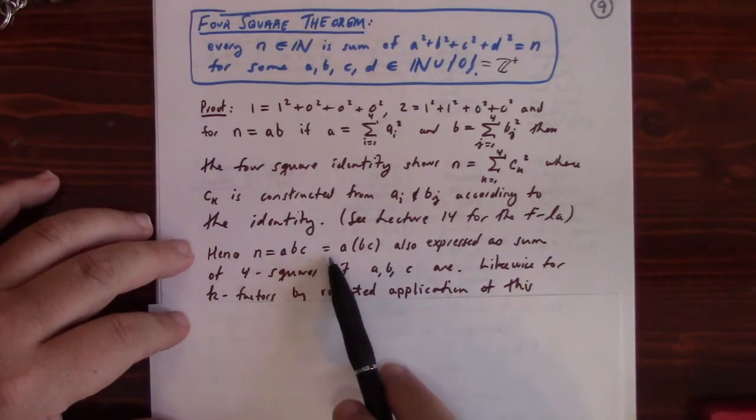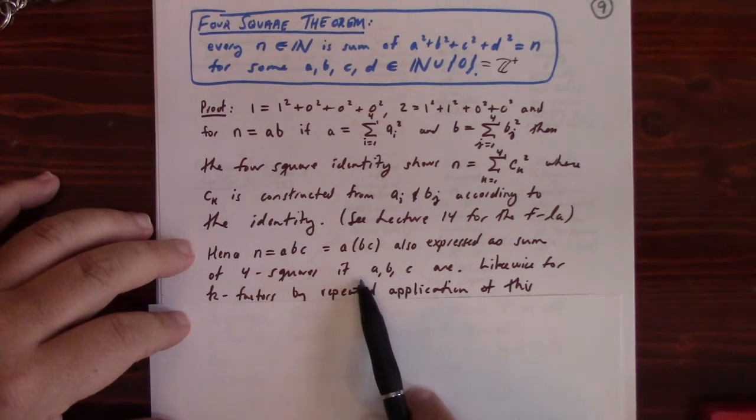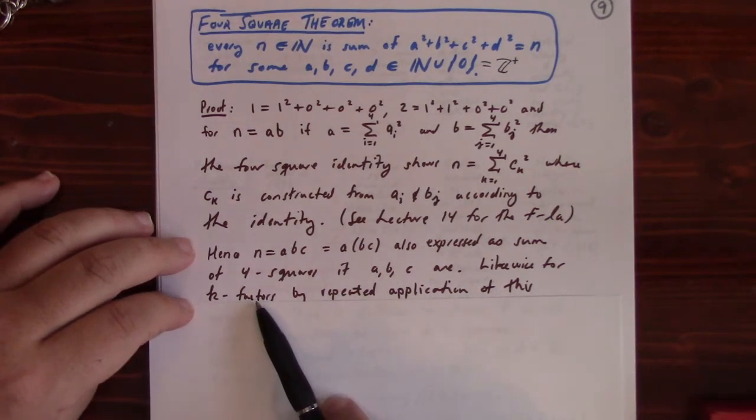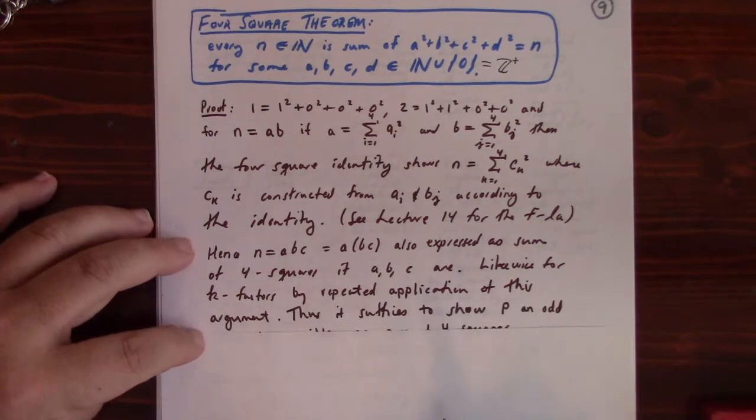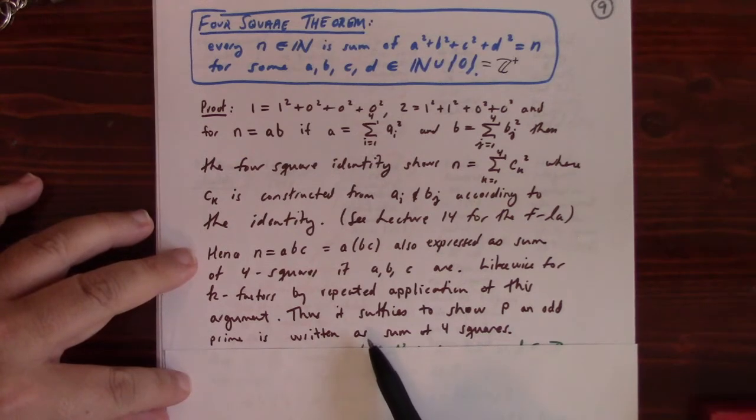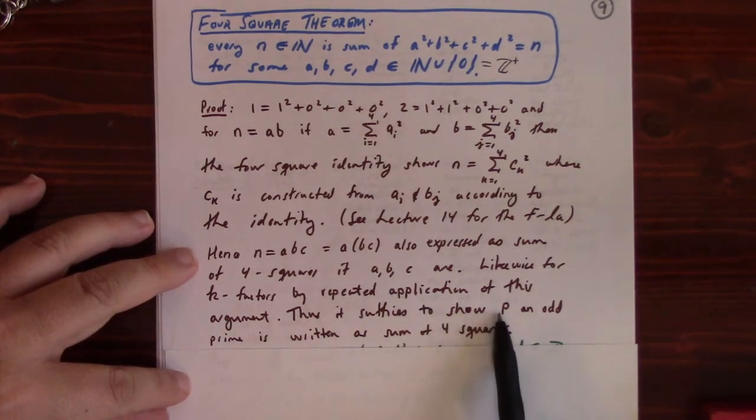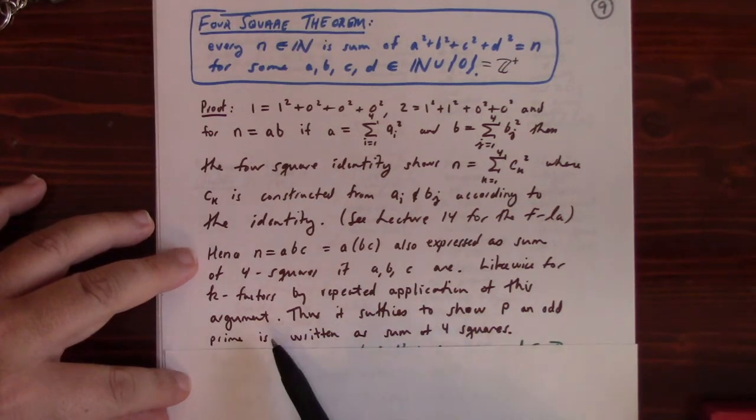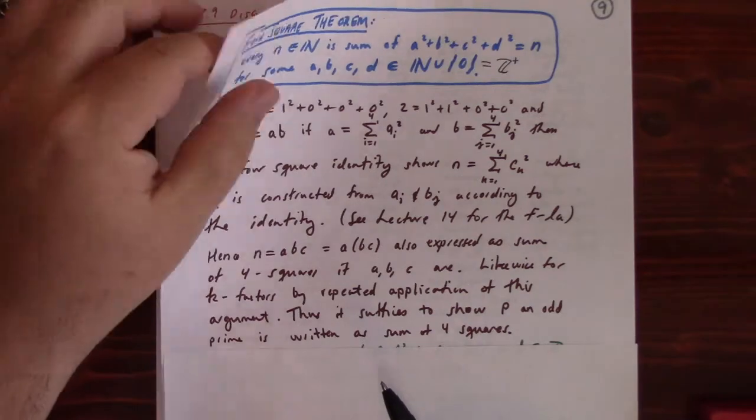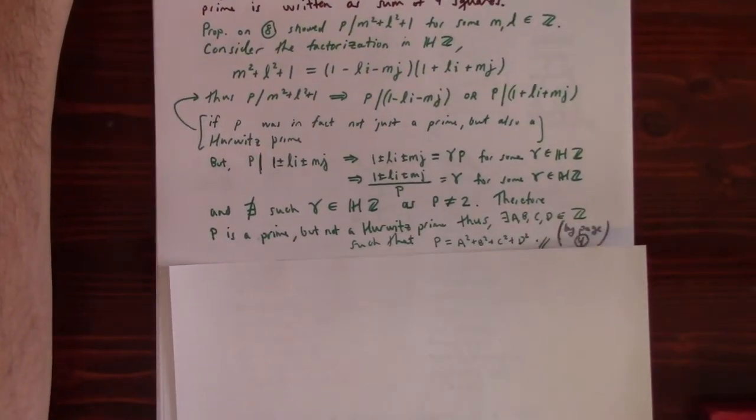Hence, n equals abc, which is a times bc, is also expressed as the sum of four squares, if a, b, and c are. So likewise, this applies to k factors by repeated application of this argument. So it suffices to show that if p is an odd prime, it is written as the sum of four squares. All right, so we're going to try to show any odd prime can be written as the sum of four squares.